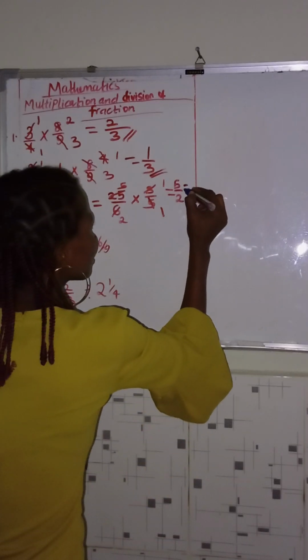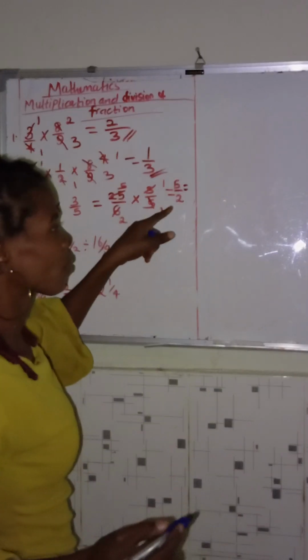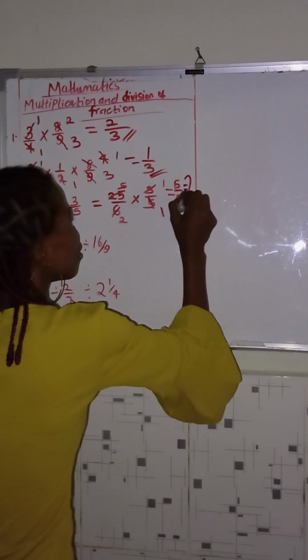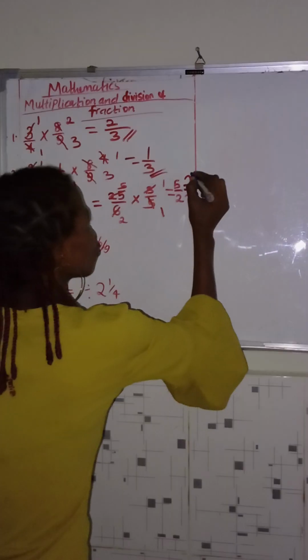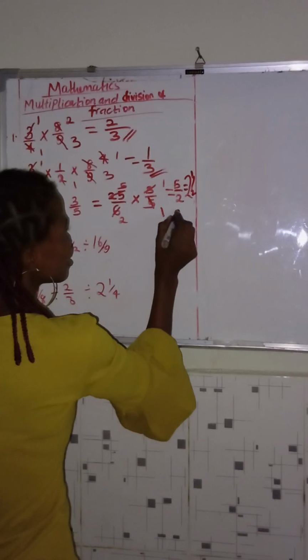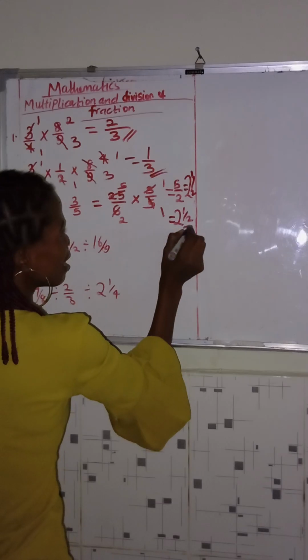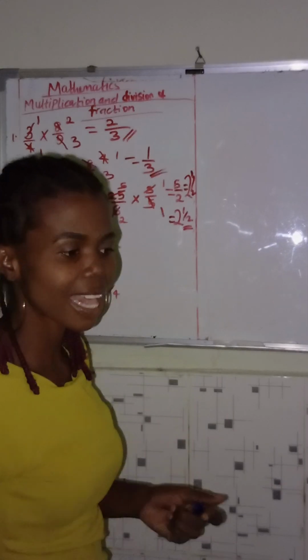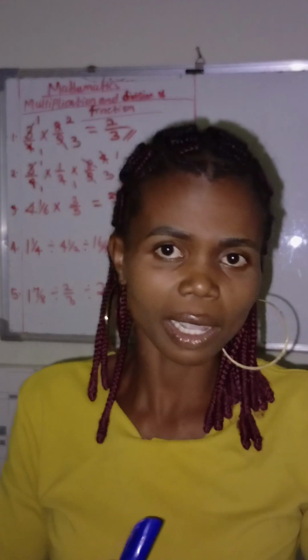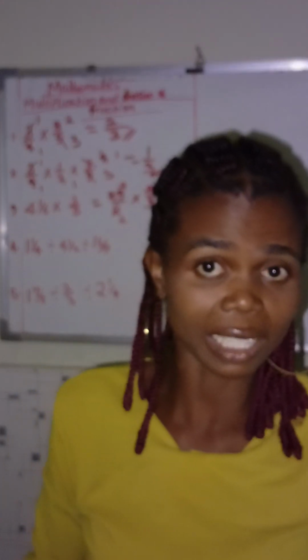And how do you change that to a mixed fraction? How many times will you get 2 from 5? Twice. So that's 2 whole number. And what's left? 1 over 2. 2 whole number equals 2 whole number 1 over 2. And that's our final answer. So that's how you do your multiplication. It's very easy and simple to do.